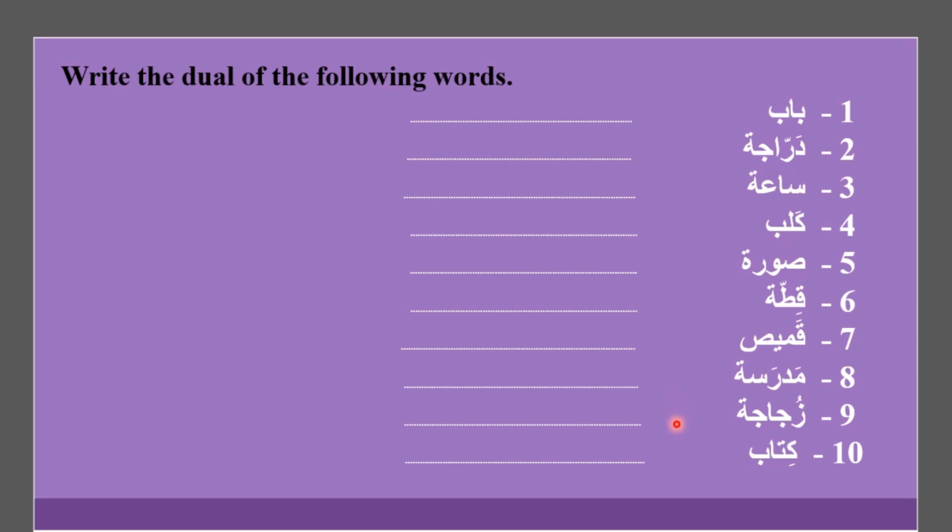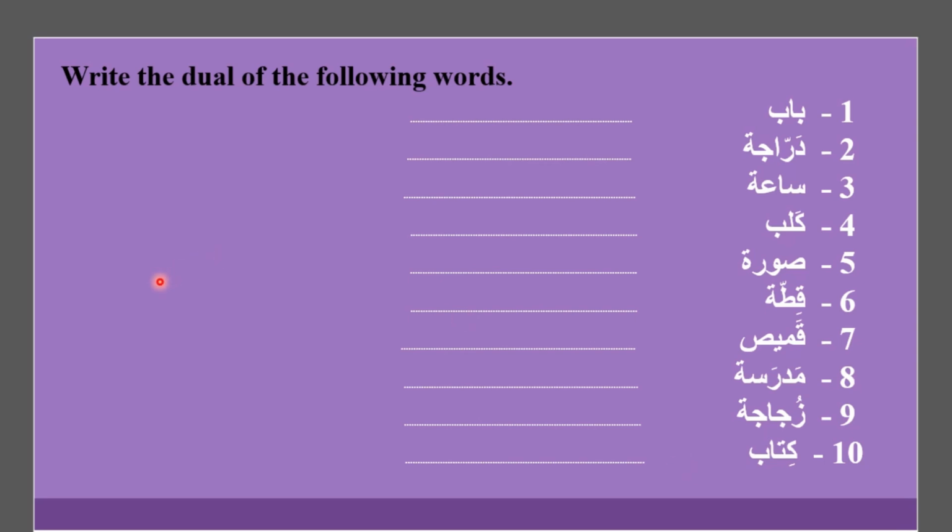9, zujaja, bottle. The dual is zujajatan or zujajatain. 10 is kitab, book. The dual is kitabaan or kitabain.